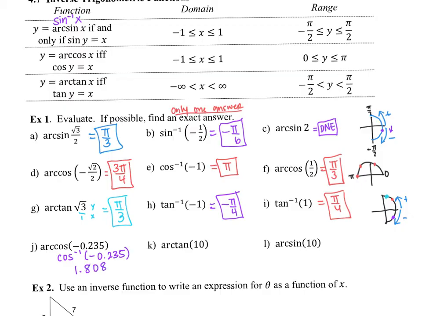Okay, so I got 1.808. Okay, and if you don't get that, just think, oh, you're probably not in radian mode, because for radians, arc cosine only goes from 0 to pi. So if you get a number higher than pi, you're not in radians.